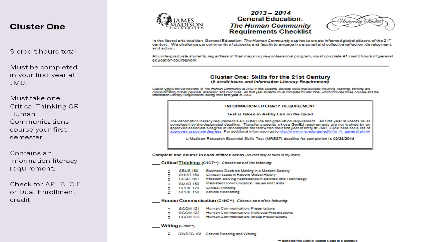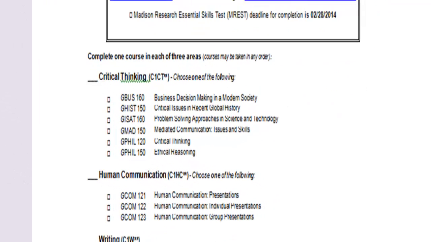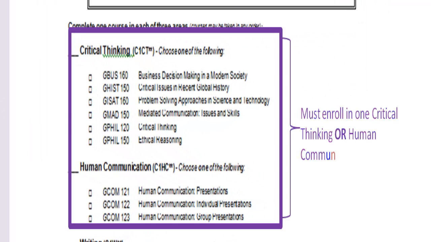There are 3 course requirements in Cluster 1. For your first semester, you must enroll in either a critical thinking or a human communications course. If you are considering enrolling in a critical thinking course for your first semester, we encourage you to select one that is in a different discipline than your intended major, as your first year is a time to expose yourself to other areas of interest.